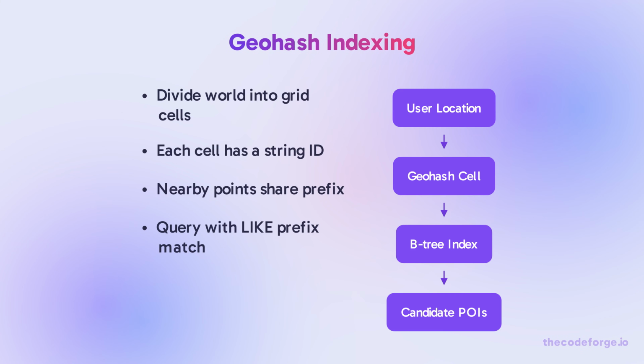Each cell gets a string ID, and nearby points share a common prefix. To find POIs near a user, compute the geohash of their location, then query all POIs with that prefix. This is a fast string prefix match on a B-tree index.